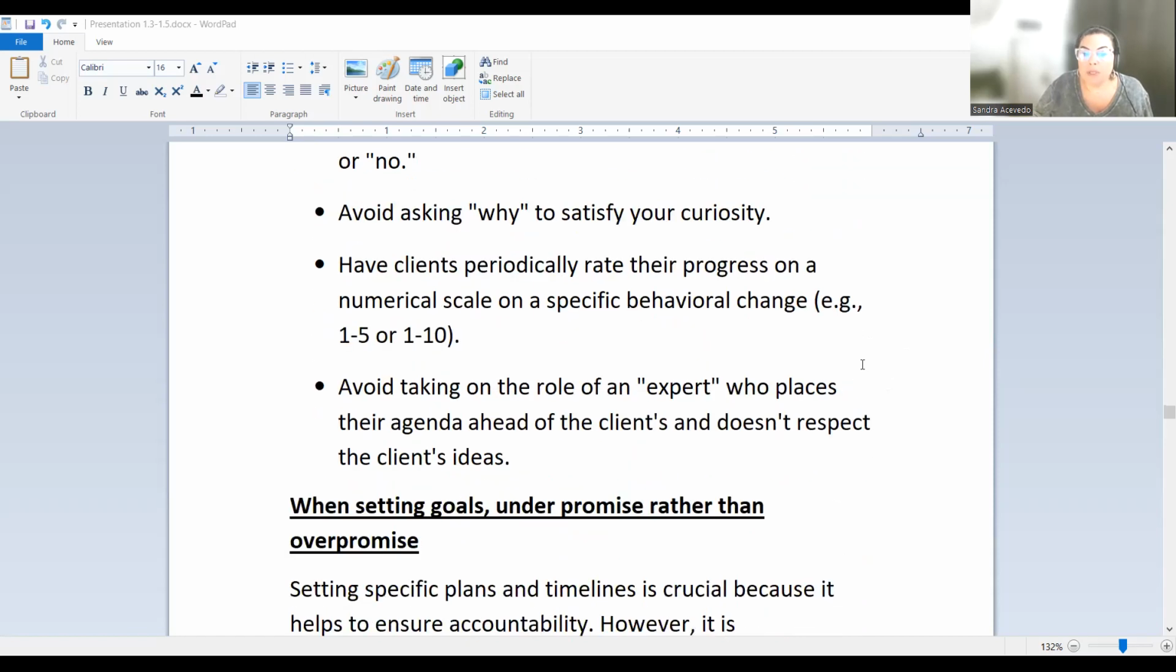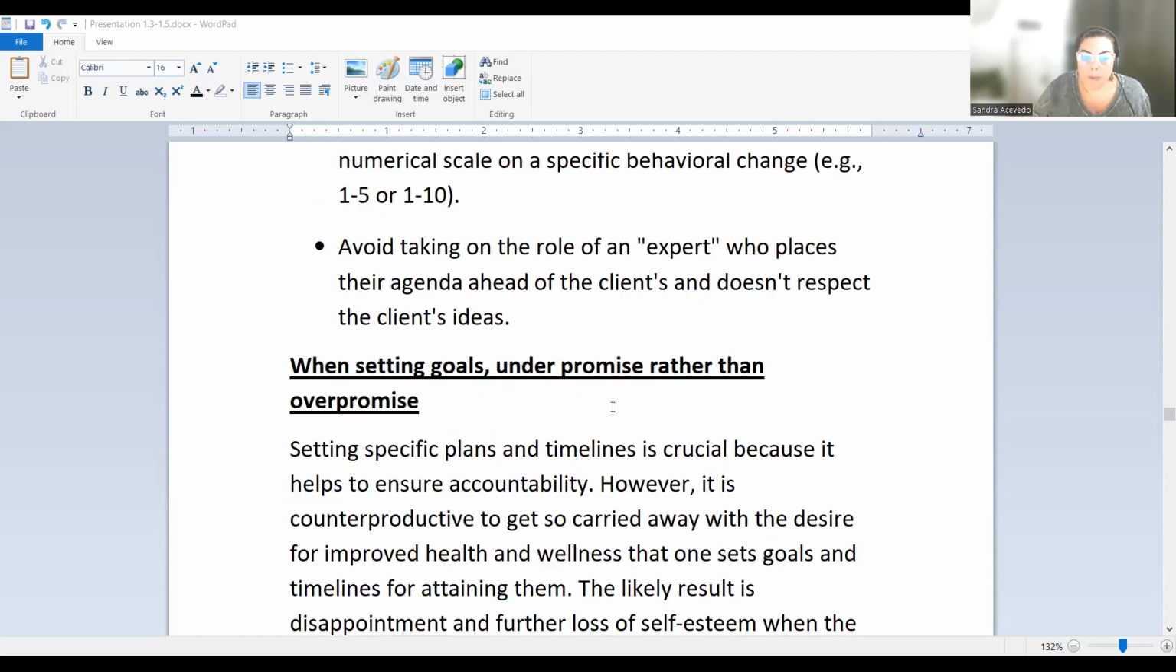Have clients periodically rate their progress on a numerical scale on a specific behavioral change, 1 to 5 or 1 to 10. Avoid taking on the role of an expert who places their agenda ahead of the client's and doesn't respect the client's ideas.